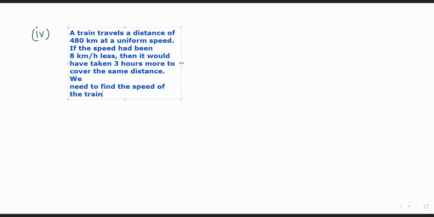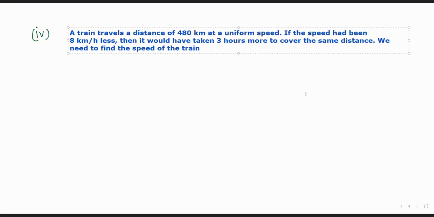So the question statement is, a train travels a distance of 480 kilometers at a uniform speed. And if the speed had been 8 km per hour less, then it would have taken 3 hours more to cover the same distance. So we need to find the speed of the train.